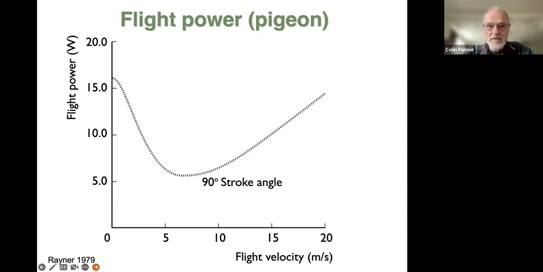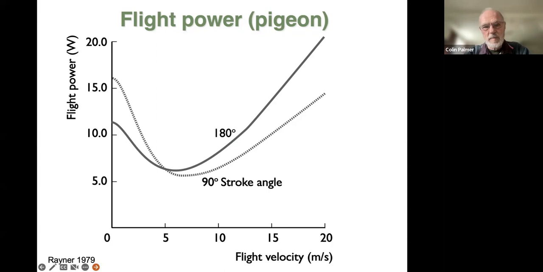And you can see in that case, there's a very large difference between the minimum at around 6 meters a second and the 0 forward speed power requirement. However, his calculations also showed that if you change your stroke angle and make it 180, so in other words, you bring your wings right up above your head and then down, you can reduce the amount of power you need at low speeds. You increase it at high speeds, which is why when you actually observe birds, you will see that when they're flying slowly, they're using a very deep stroke.